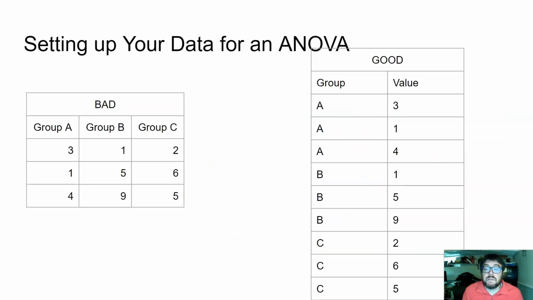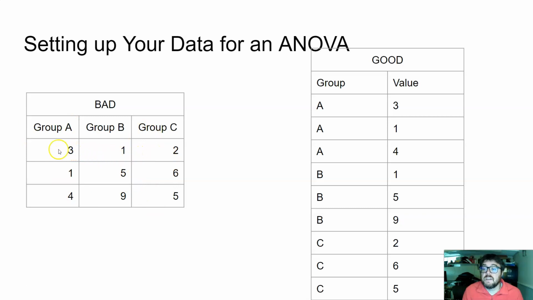So a word about how we set up our data to do this. Old-fashioned approaches sometimes group the data like this because they're grouping it for hand calculation rather than calculating it with a spreadsheet. And so this makes sense for hand because it uses less space.